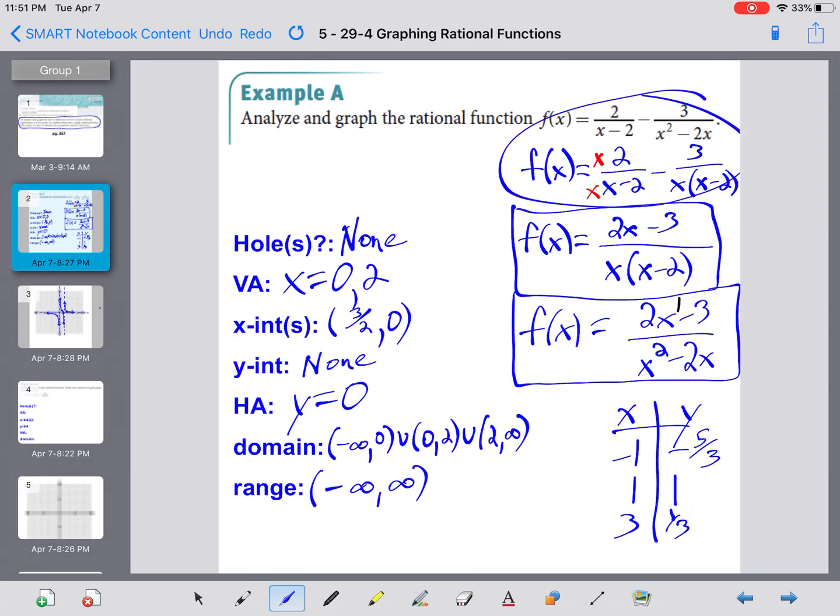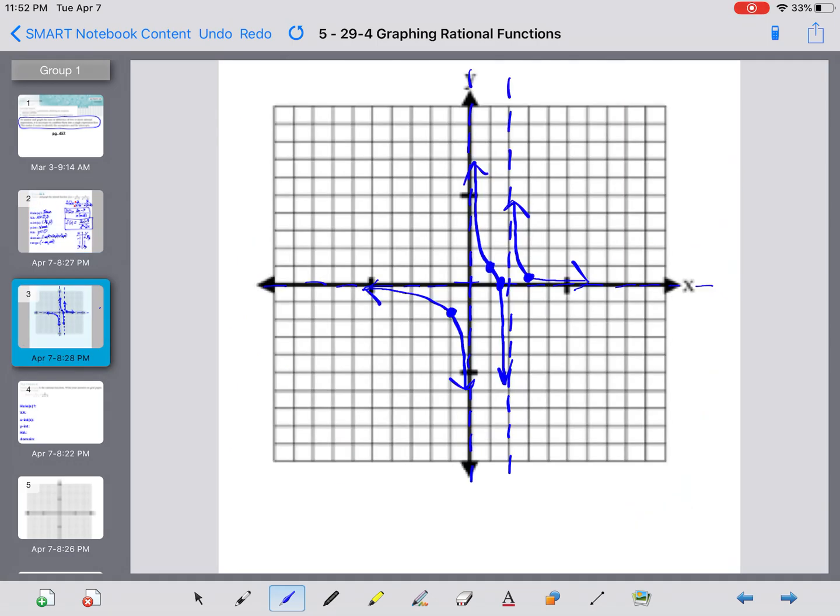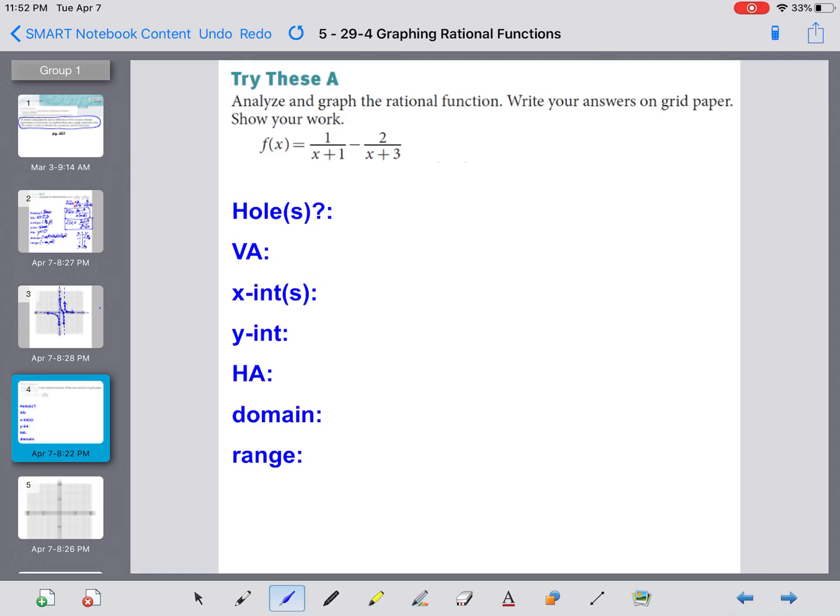So you can see after this first step, after giving these guys common denominators, the rest of the graphing techniques are the same. Finding all this information is the exact same, using the exact same techniques we did on Monday. So there's really no difference once you get common denominators and bring it together. Okay?